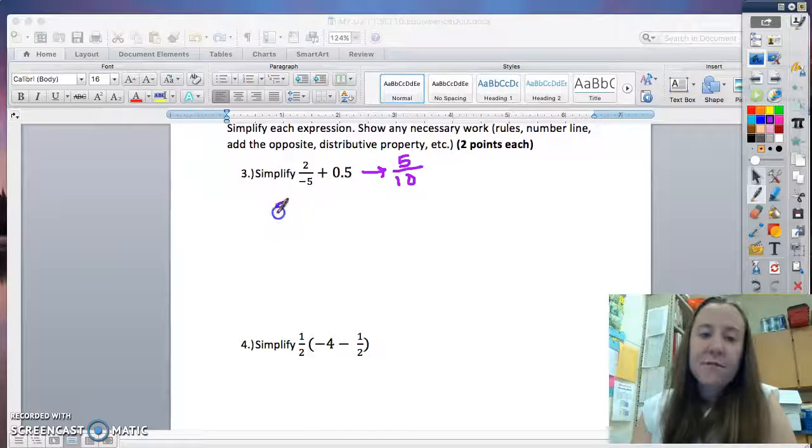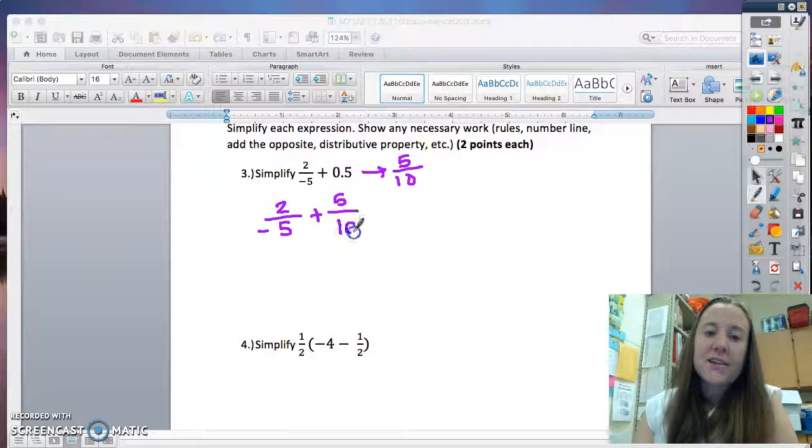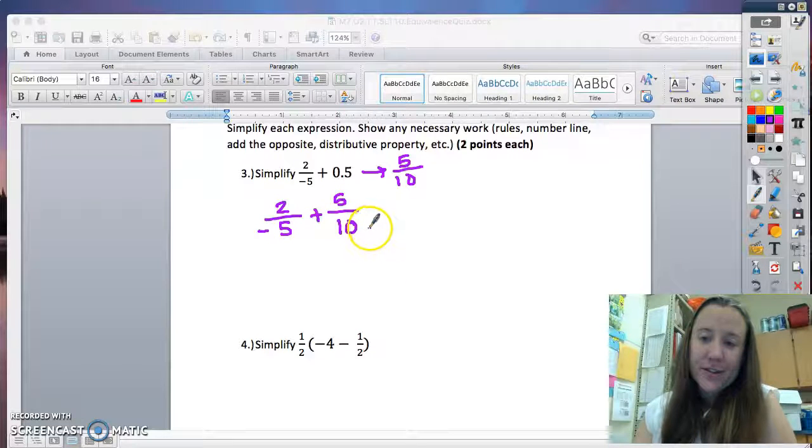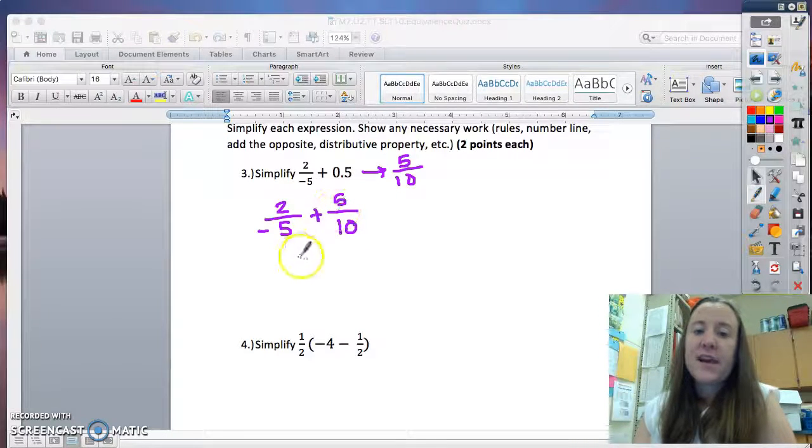So now I have -2/5 plus 5/10. And some of you did this, and then you added 5 and 10 as your denominators, and you got 15. You cannot add unlike denominators with fractions. So if I'm looking at my two fractions, -2/5 and 5/10, I should notice that I can change -2/5 to some number of tenths by multiplying by 2.